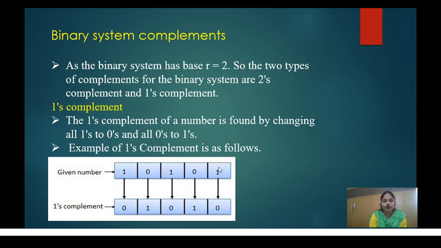So 1's complement can be found by changing all 1's to zeros and the zeros to 1's. So this is the given number. If you want to find out the 1's complement, if there is a 1, convert it to 0. If there is a 0, convert it into 1. Interchanging the numbers from 0 to 1, you will get the 1's complement.